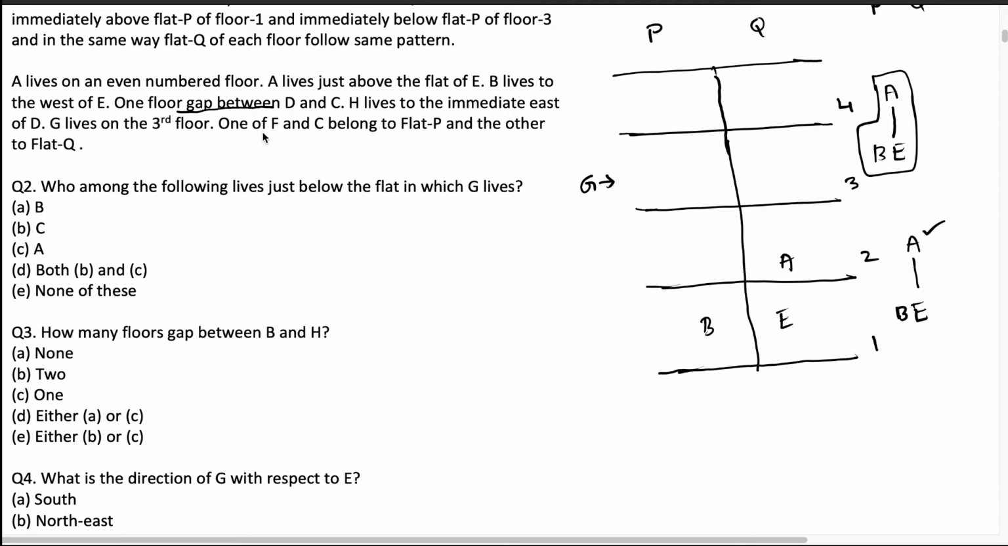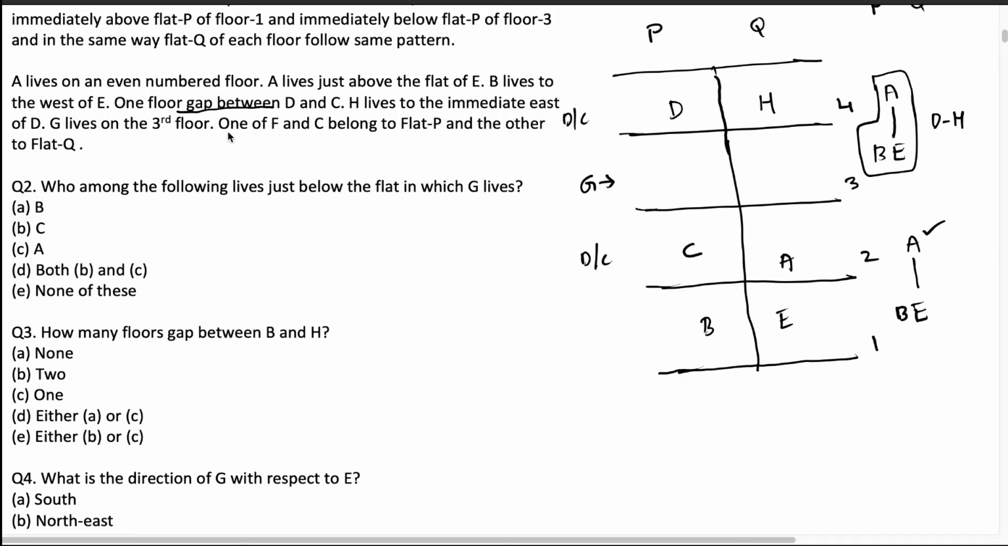Now we come back to this point, 1 floor gap between D and C. So for this to be possible, D and C should be on the 4th and 2nd floor. We don't know whether it is east or west, but we know that one of D or C will be on the 4th floor and the other will be on the 2nd floor. H lives to the immediate east of D, which means if D is here, H should be present here. And for this to be possible, D should be on the 4th floor because the east part of the 2nd floor is already occupied by A. So D here, H will be on the 4th floor itself. Since D is on the 4th, C will be on the 2nd floor.